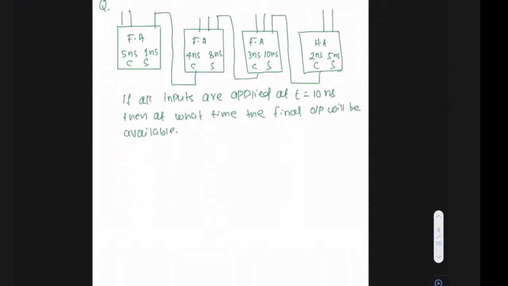And this is one of the frequently asked model questions. I'm putting a 3-star. Okay. So this question is based on the ripple carry adder. The question here is, if all the inputs are applied at t equals 10 nanosecond, then at what time will the final output be available?